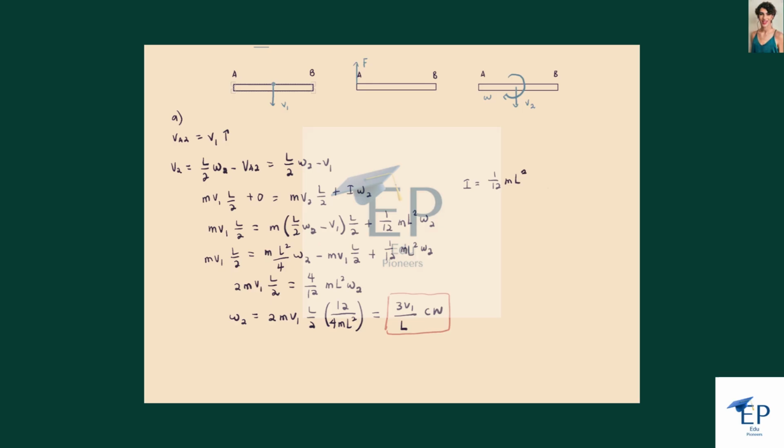Now, solving for v2, since we now have omega 2, v2 is equal to, from the equation earlier, L over 2 omega 2 minus v1. So this would be L over 2 times 3 v1 over L minus v1. The L would cancel out. So that's 3 halves v1 minus v1, which would be equal to 1/2 v1, directed downward.